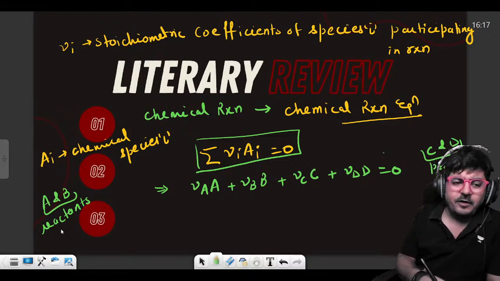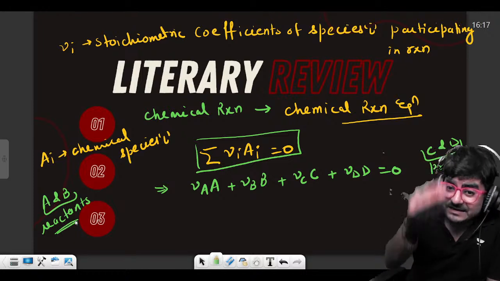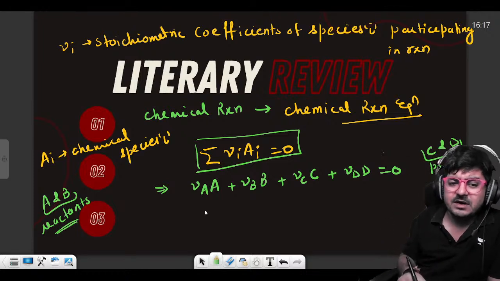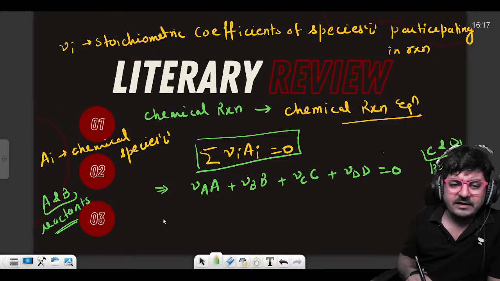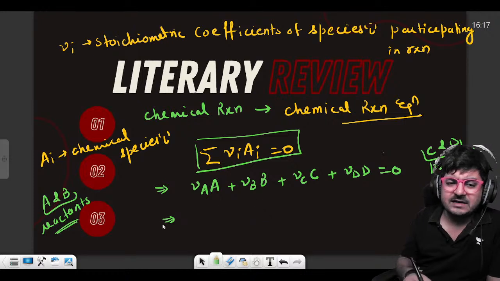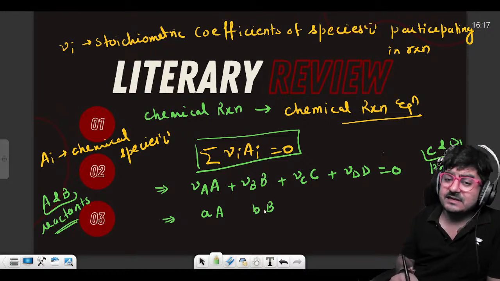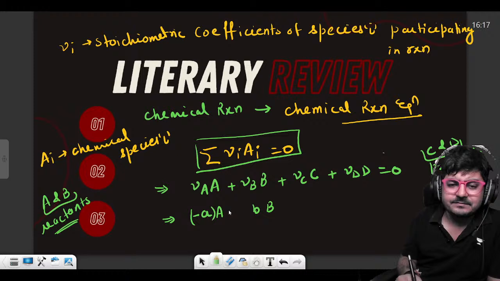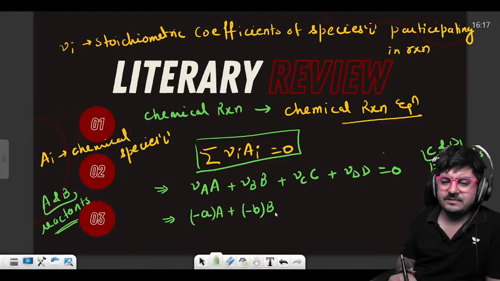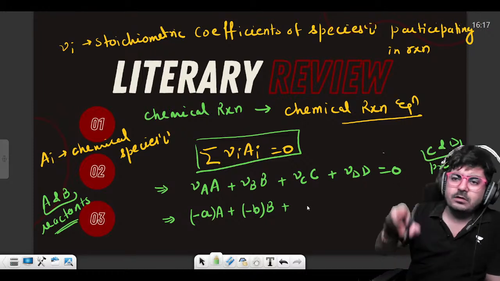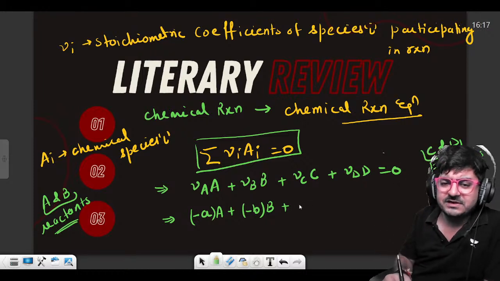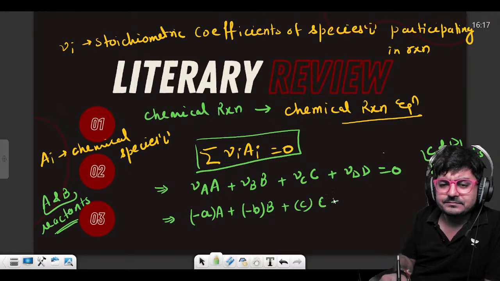You know that. For reactants, since their amount is decreasing during the reaction, their stoichiometric coefficients will be negative. Like for components A and B, suppose they are the reactants, and their stoichiometric coefficients are small a and small b. Since it is decreasing, it will be minus a, and for B it is minus b. That's how we will write. And C and D are the products, their amount is increasing, so we will write their stoichiometric coefficients as plus c and plus d.